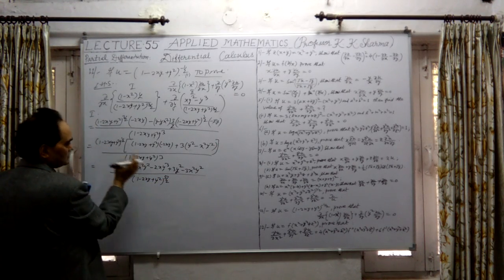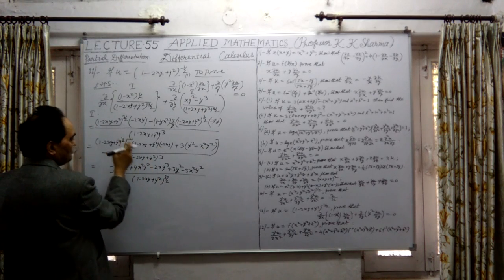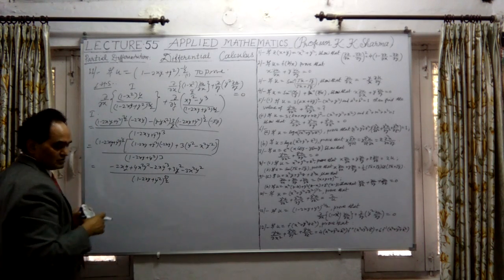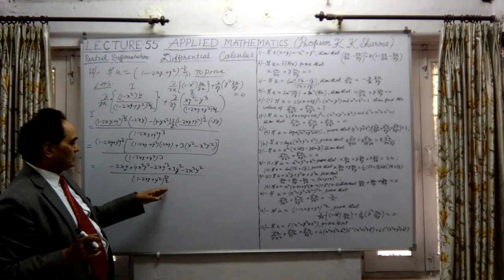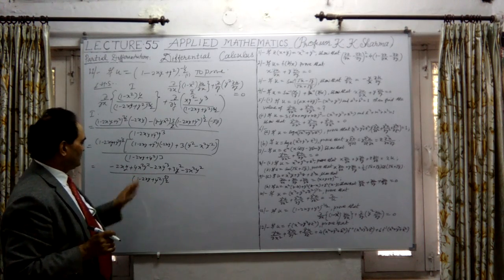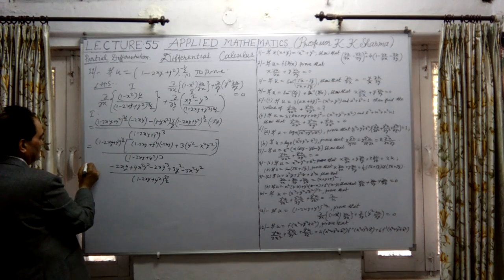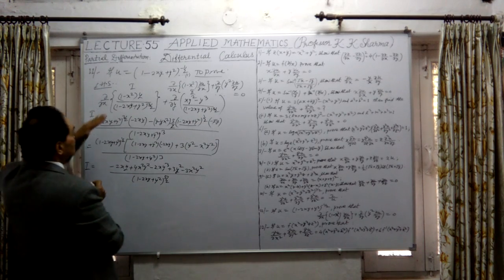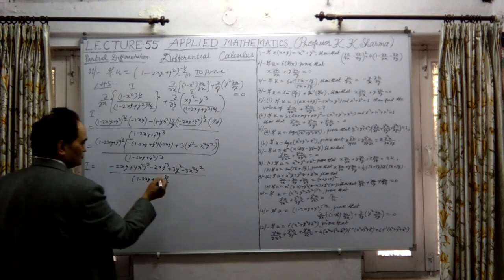For this power taken in the denominator, half power is subtracted from 3. 3 minus half is 2 and half, that is 5 by 2. This first part we are solving. This is part 1. So we are solving this.